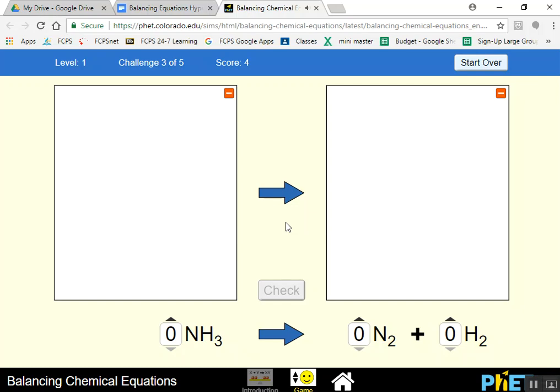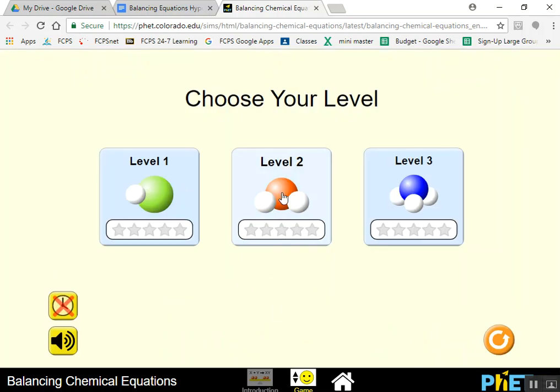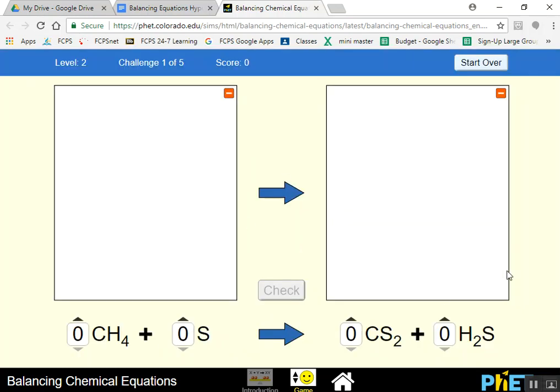Once you feel like you're good about that, you can go back to game and do like a level 2. That'll make it a little bit more hard.